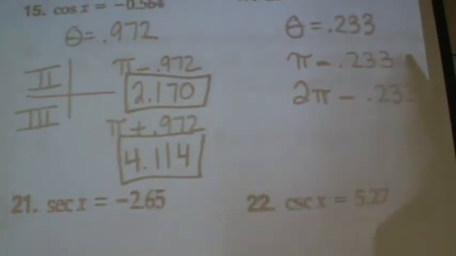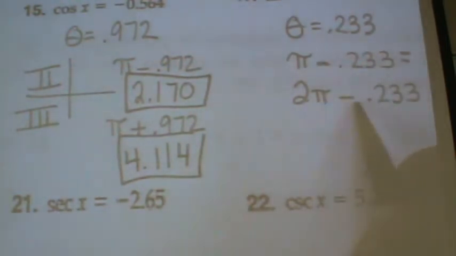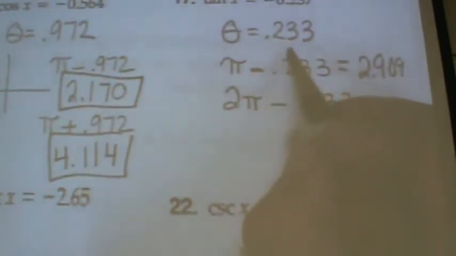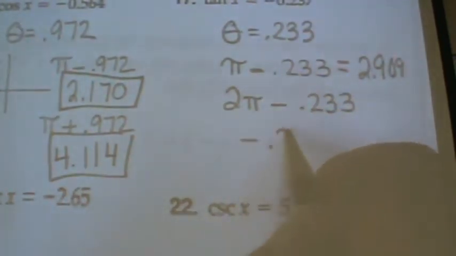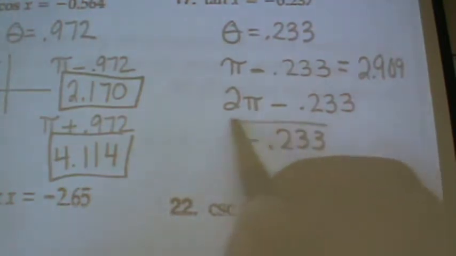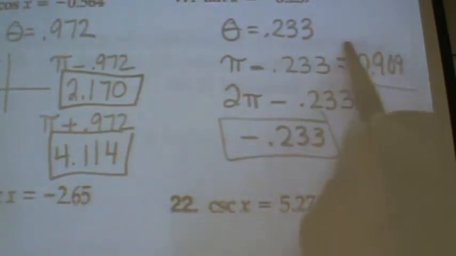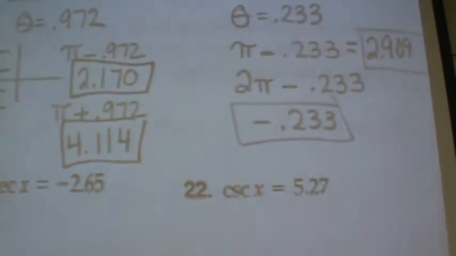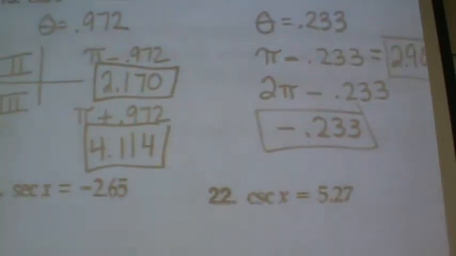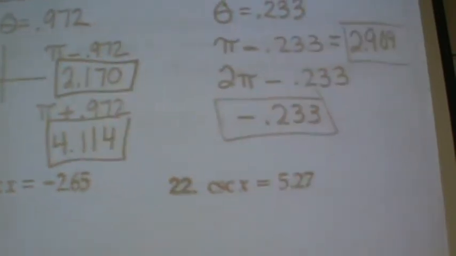what other answer could you give me besides 2 pi minus that one? Yep. So you could do that, or you could just go backwards, negative 0.233. So like on the test, both of those would be right? Yeah, I'll take both. Anyone have any questions?